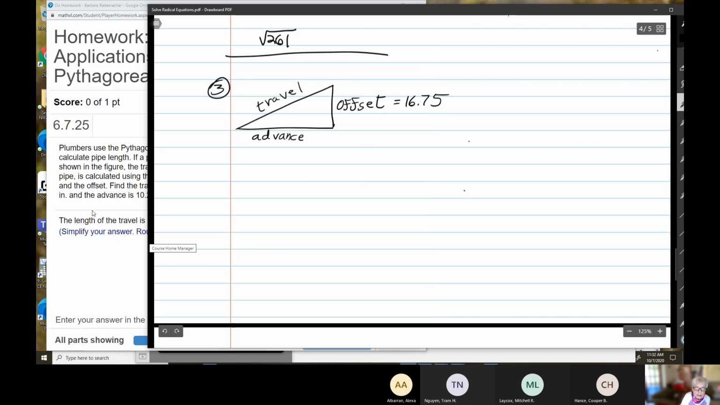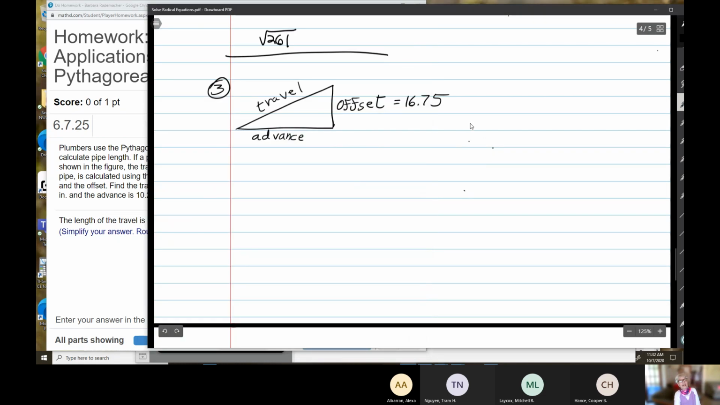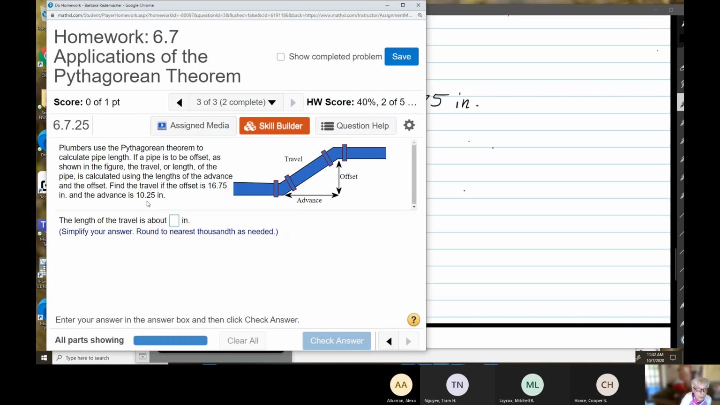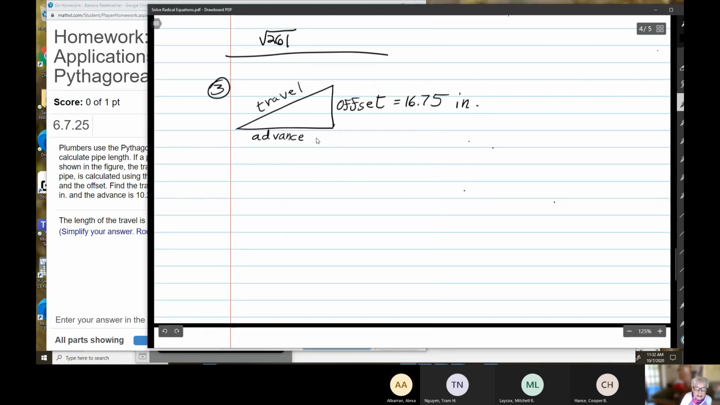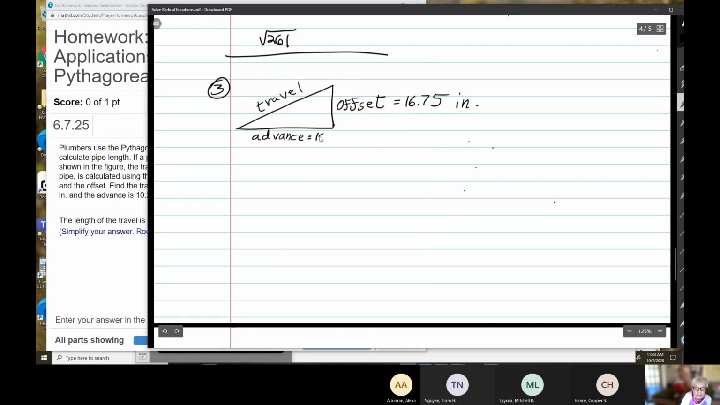Or is it inches? Inches. That would be really big. And the advance is 10.25 inches. Well, I didn't exactly draw it to their scale, did I? 10.25 inches. How big is the travel?